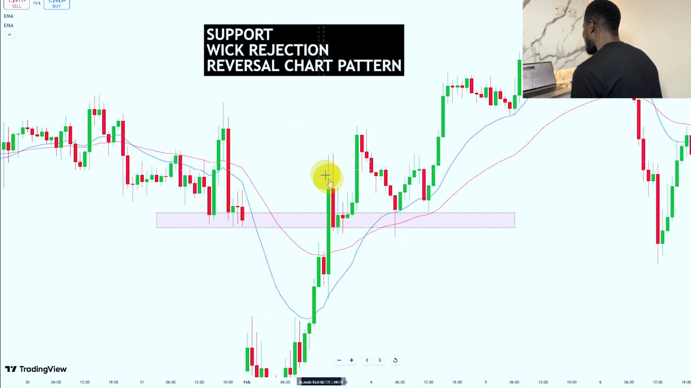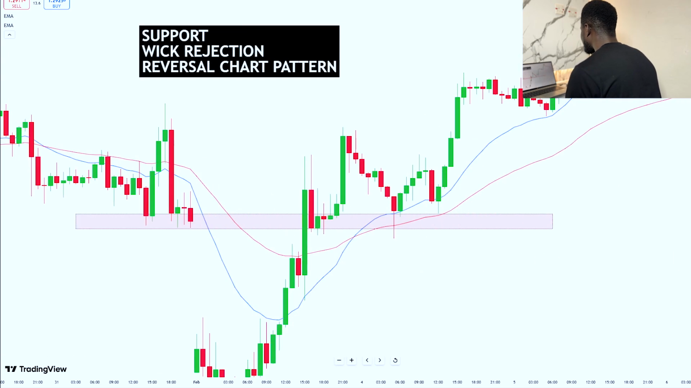The second one, you have to spot weak rejection at the support zone. Then the third one is the reversal chart pattern that is going to enable us to press that buy position or sell position depending on the sentiment of the market.